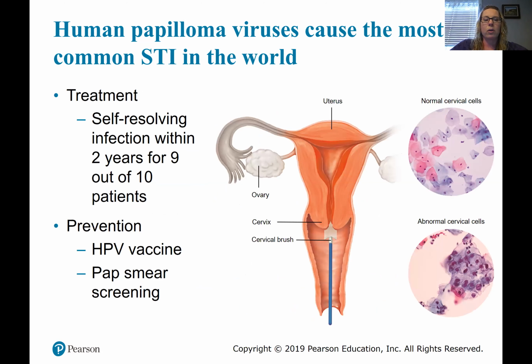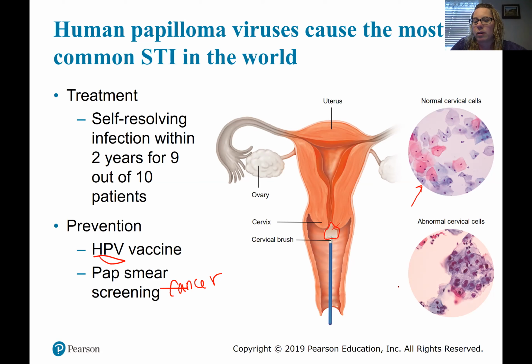So HPV is usually resolving. There's not really a treatment for it. And so it will clear up on its own within a couple of years for most people. So prevention of HPV would be the vaccine, okay? And then to prevent cancer would be the pap smear cervical screening, okay? Where they go in with a little rubber type brush kind of thing and basically kind of scrape off some of the cervical cells.